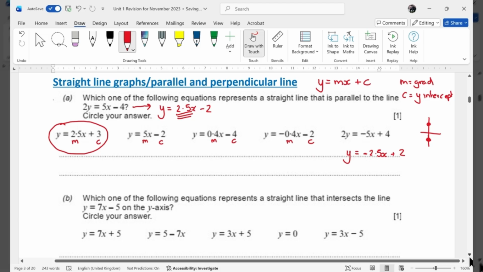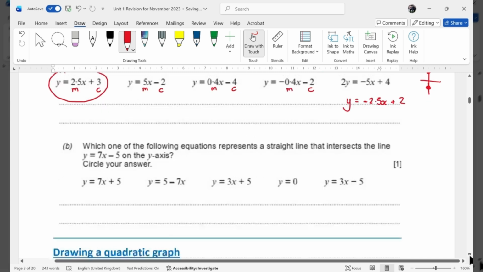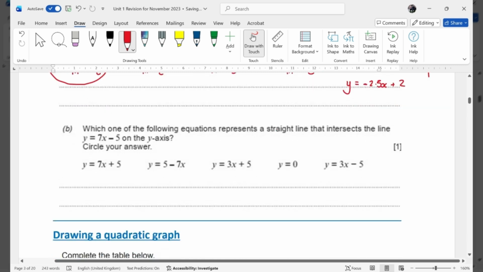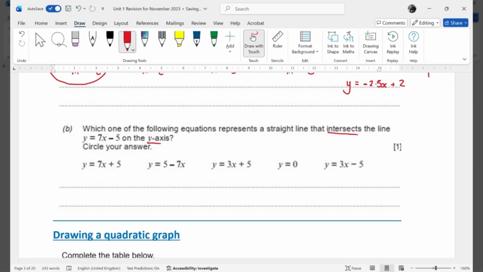And then, which one of these represents a line that intersects the line on the y-axis? What a strange way to say which one has the same y-intercept. Okay, so the y-intercept of this line is -5. Which other one has got a y-intercept of -5? This one here.